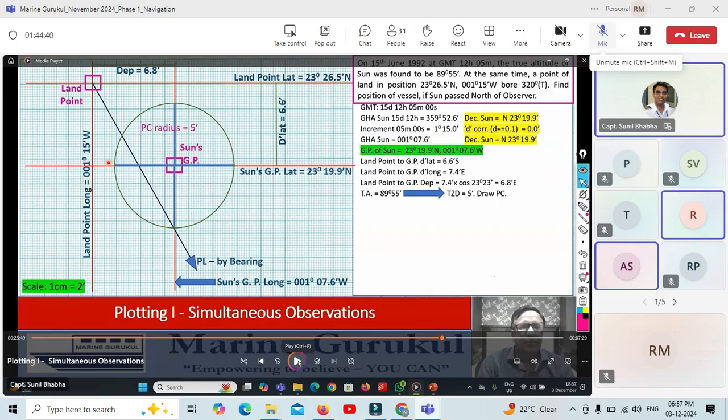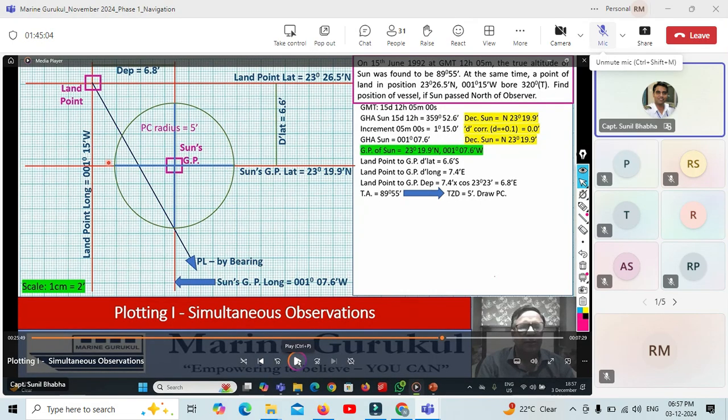So this position circle is cutting the PL at two places. Very good, beta. That's right. It is cutting at two places. So there is a possibility any one of them can be our position. But the fix will be between the position line and circle. So only one. The fix has to be one only.